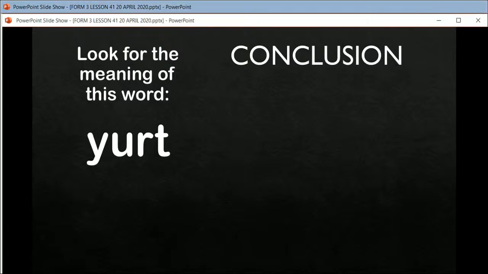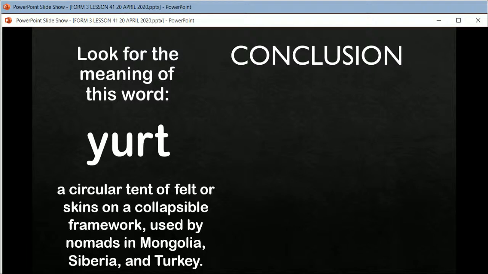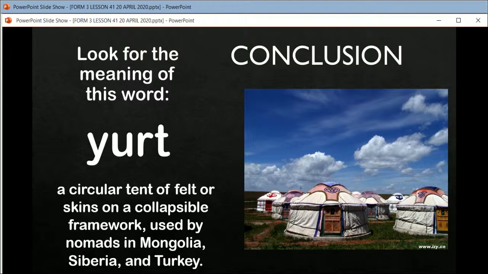Oh, you really, Nushin? You can see it in black? I couldn't see it. Well, oh, yes. Oh, God, you're so sharp, your eyes. I'm amazed. Okay, right. So you're all right. It's a circular tent of felt or skins on a collapsible framework used by nomads in Mongolia, Siberia, and Turkey. Okay, so this is how it looks like for those of you when you look at the meaning of the words, and you still don't know how it looks like just by the words. So this is a picture that I've got for you. So this is what a yacht looks like. Right, exactly. Eiffel, she has the glasses, is, you know, powerful, okay, sharp, detailed.